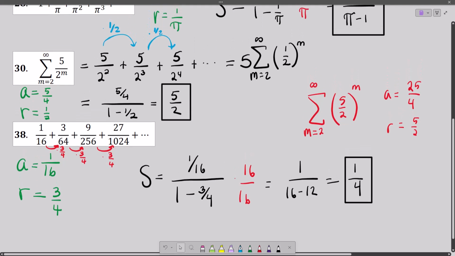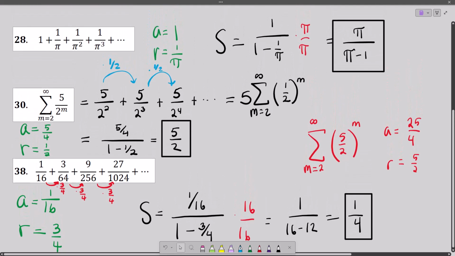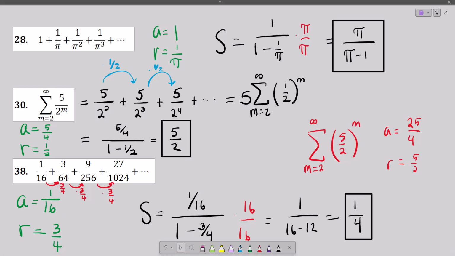Any questions on any of those geometric series examples? When you factor out the m instead of the 5/2 to the m, I know that you said factor out the 5 when you did the sums. Oh, I understand, yeah. So this could be 1/2 to the m, or 1/2, those are the same. You could say this is the sum from m equals 2 to infinity of 1/2 to the m.